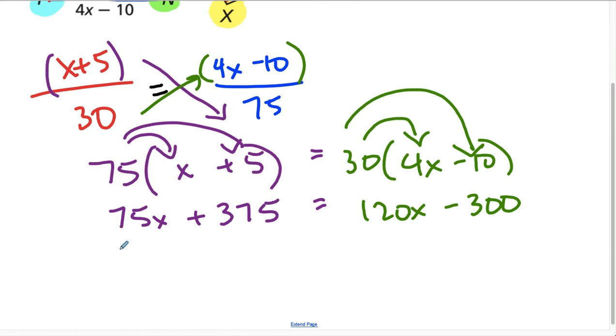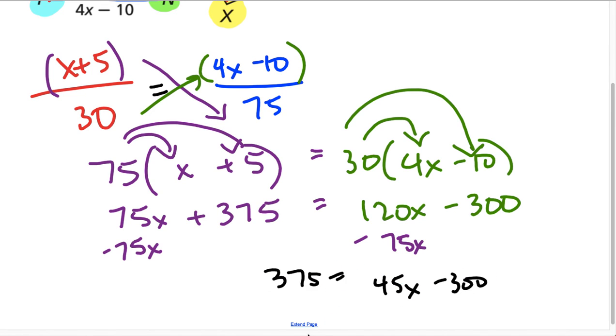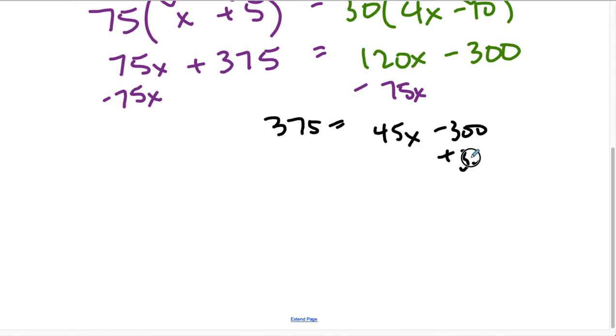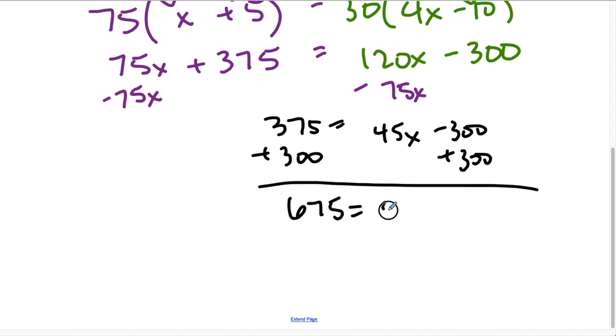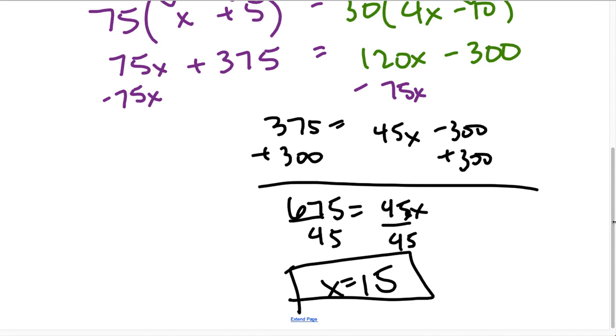All right, so we're getting somewhere. Now we subtract 75x from both sides, and 120 minus 75 becomes 45x minus 300 equals 375. Now we want to add the 300 to both sides, and that becomes 675 equals 45x. Now we divide by 45, and that becomes 15. So x is equal to 15. And that is it.